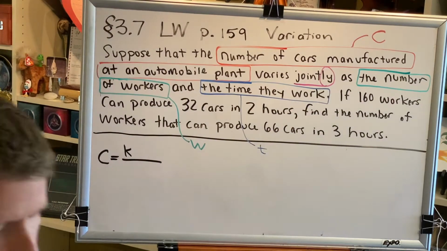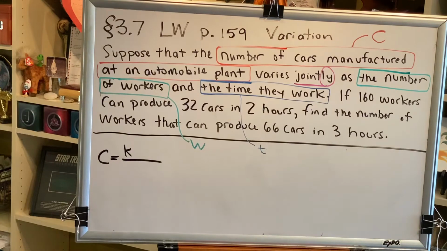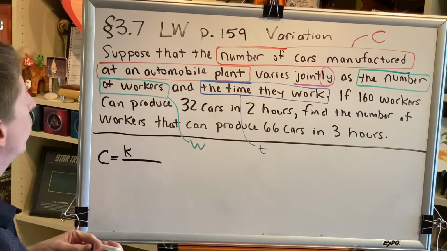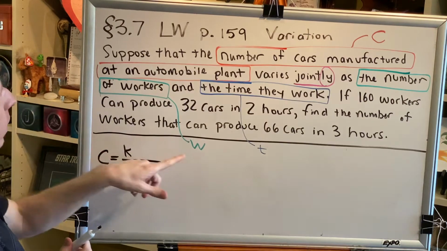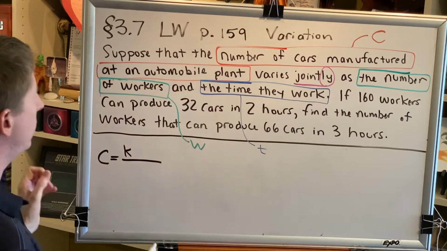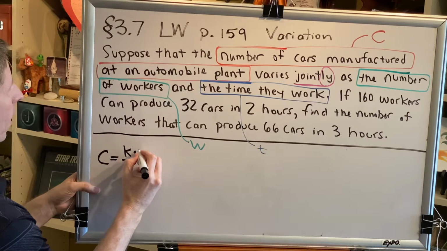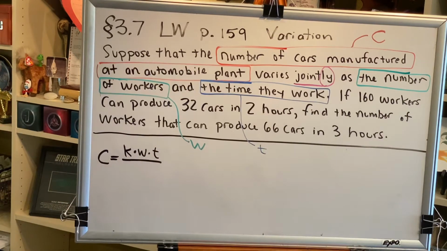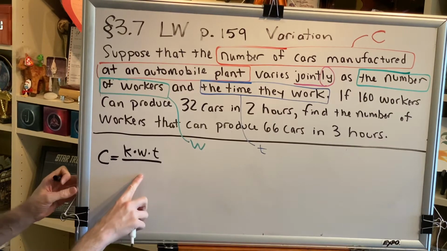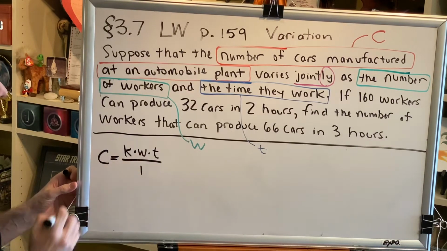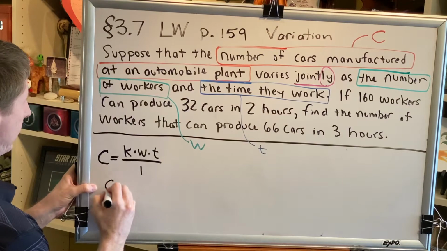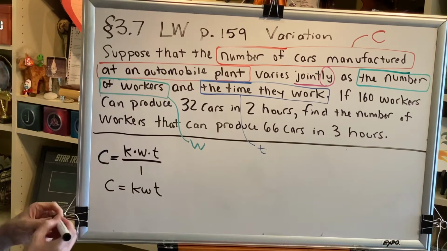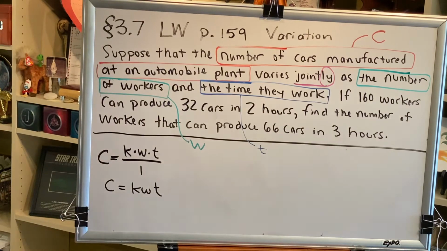So jointly means that there's going to be 2 or more things that will all go up in the numerator with the K. What are those 2 or more things? The number of workers, W, and the time they work, T. So put times W times T. That's the only LY word in this problem, which means we have nothing in the denominator, so we'll put a 1 there, and then we'll simplify and get C equals KWT. Okay, this is our variation equation.